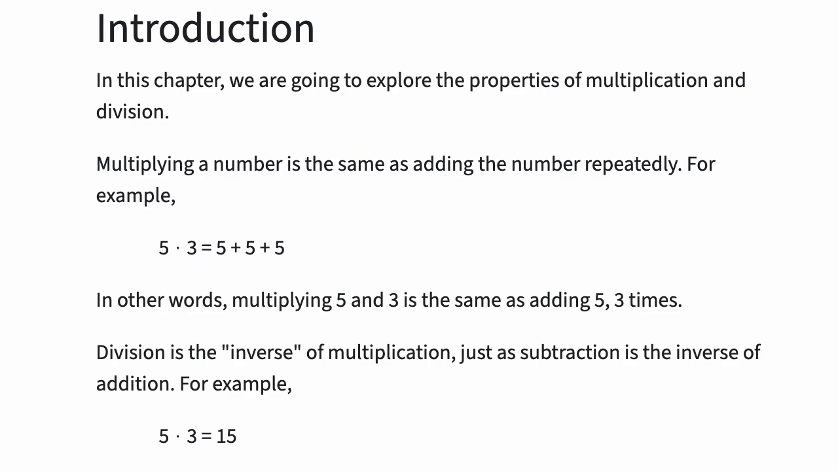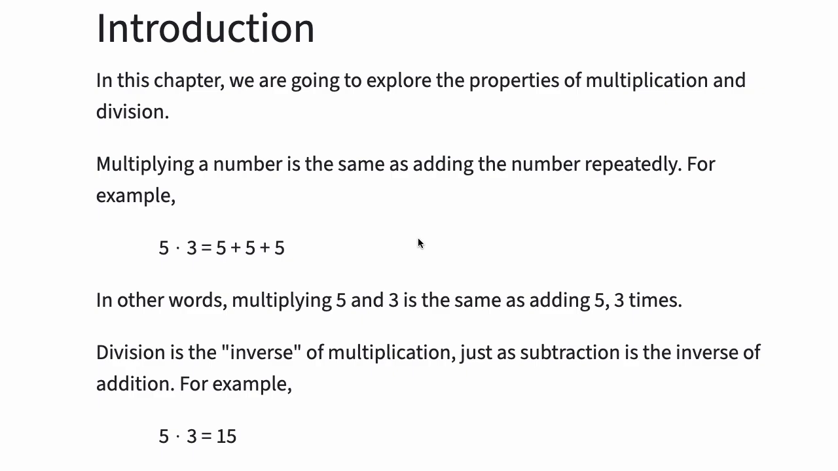In this chapter, we're going to explore the properties of multiplication and division. Multiplying a number is the same as adding the number repeatedly. For example, 5 times 3 is equal to 5 plus 5 plus 5. In other words, multiplying 5 and 3 is the same as adding 5 3 times.